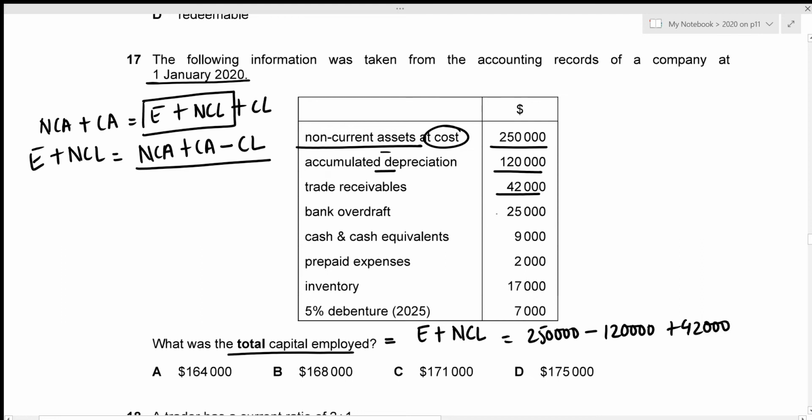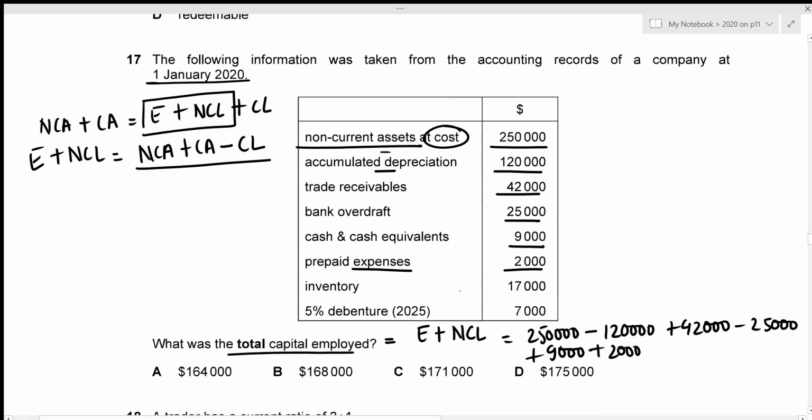Then we have bank overdraft, which is a liability. So we need to subtract 25,000. Then we have cash and cash equivalents, which is again an asset. So we will be adding this amount of 9,000. Then we have prepaid expenses of 2,000. So we have already paid for these expenses, but we have not yet received the products or the services, which means that these are receivables, right? And receivables are always assets. So this value of 2,000 should also be added.